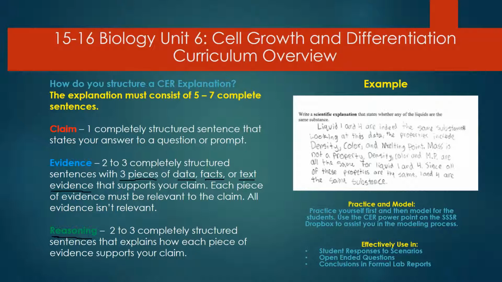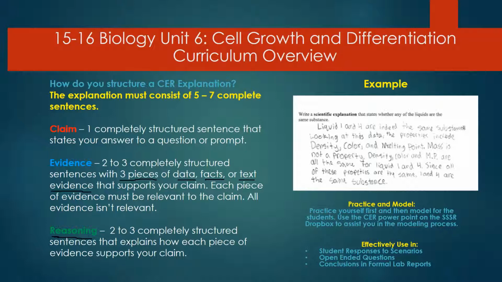So your reasoning is what connects this piece of evidence to my claim. How does my evidence support my claim? And so when you write your reasoning, it should be 2 to 3 completely structured sentences, and each piece of evidence has to be explained as how it's relevant to the claim. And so I provided an example that I pulled from an article I read online, and it was a good example of how it should be written in terms of pulling the evidence and connecting that to your reasoning.